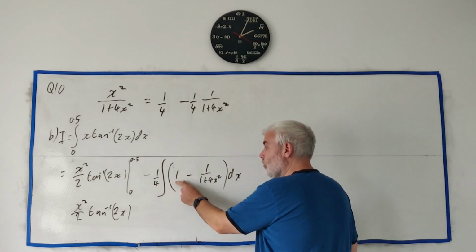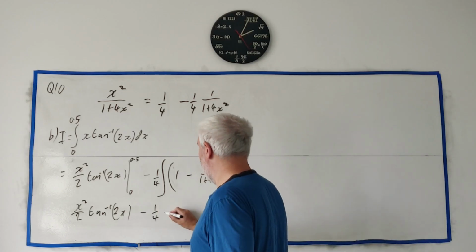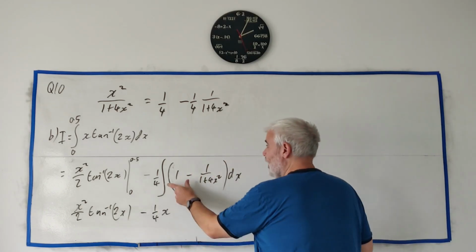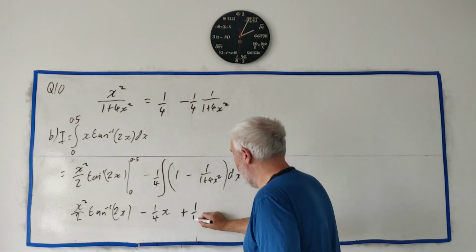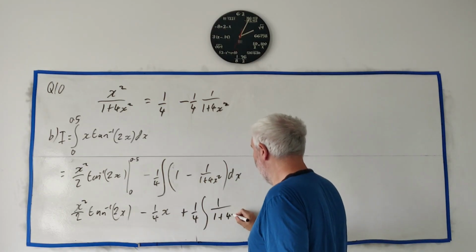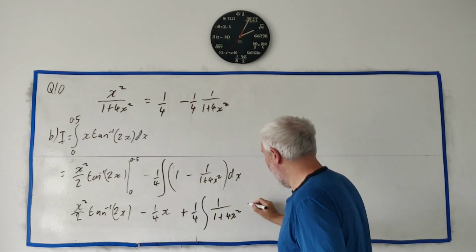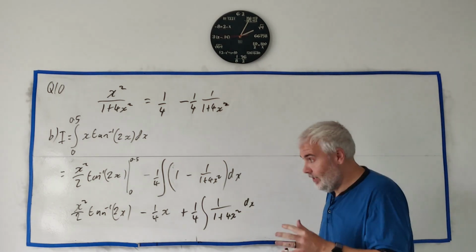The integral of 1 is just x. So this becomes minus a quarter x. Then the next integral is minus by minus, so that's a plus. There's still a quarter here. And we have the integral of 1 over 1 plus 4x squared dx here. We've already done a few hard integrals in this question.